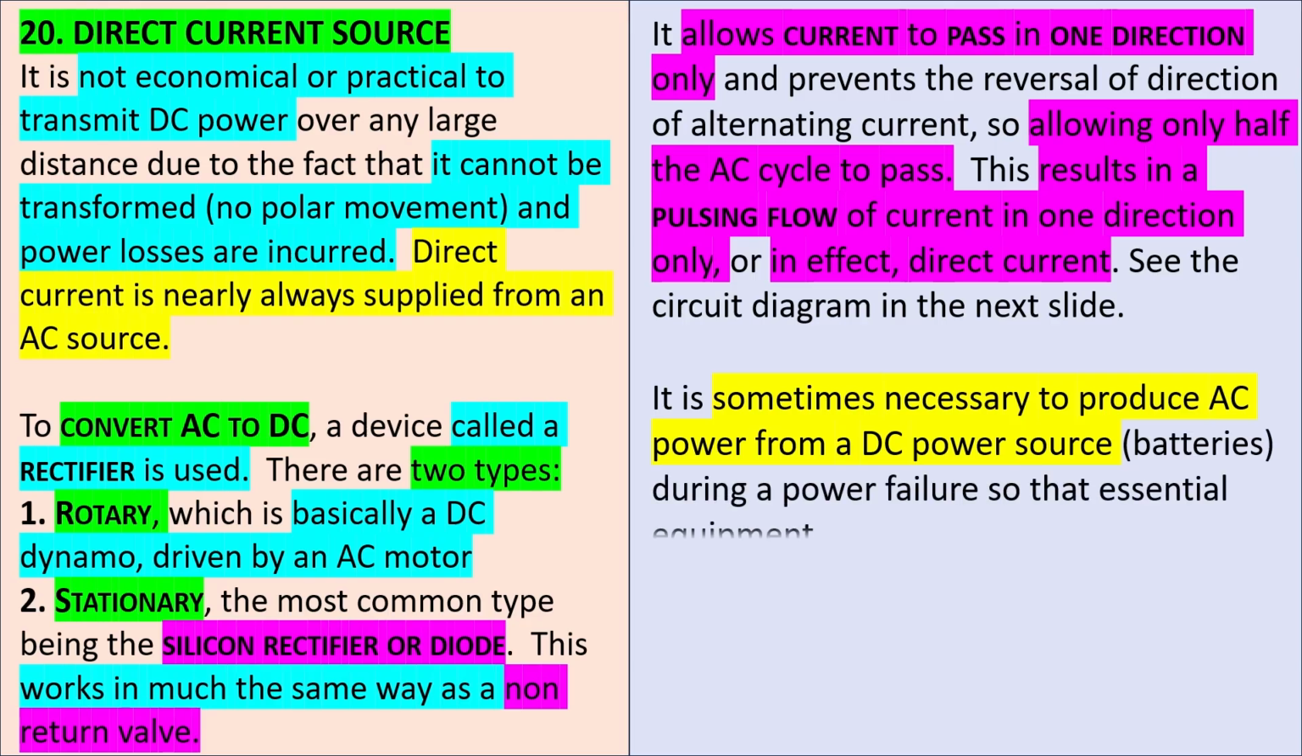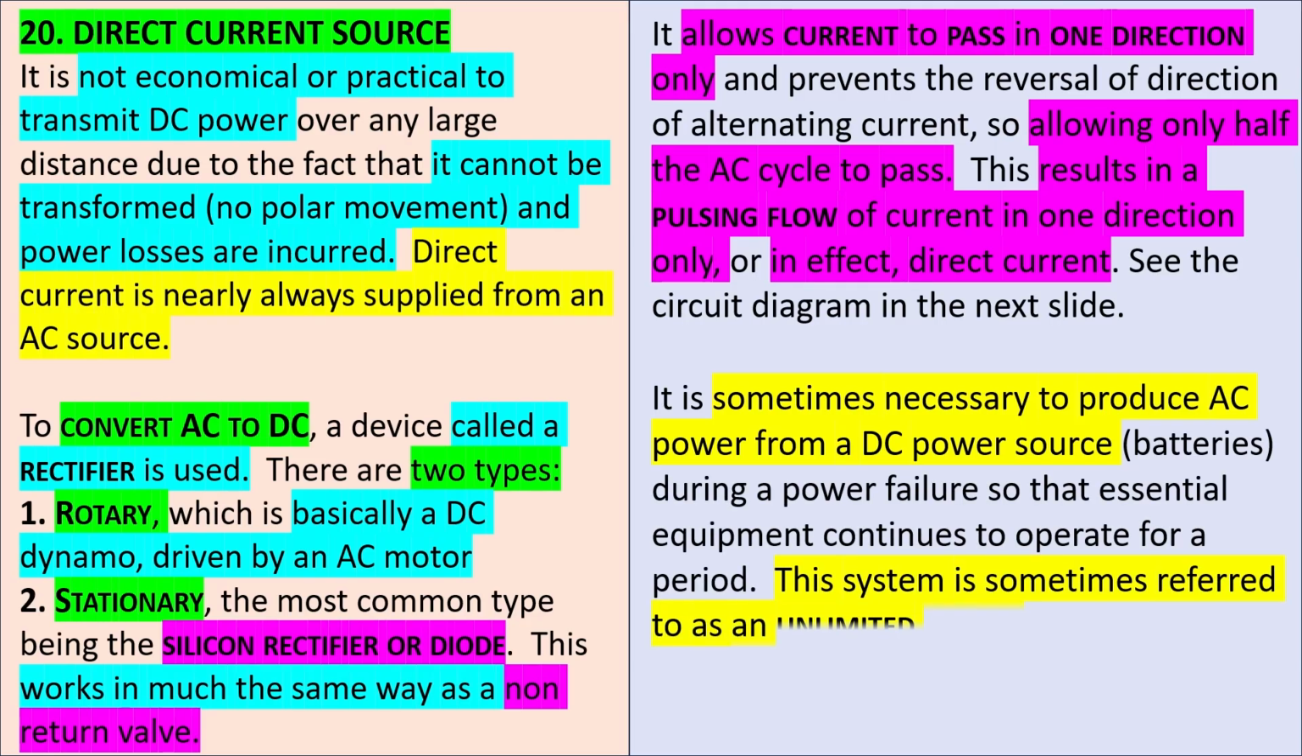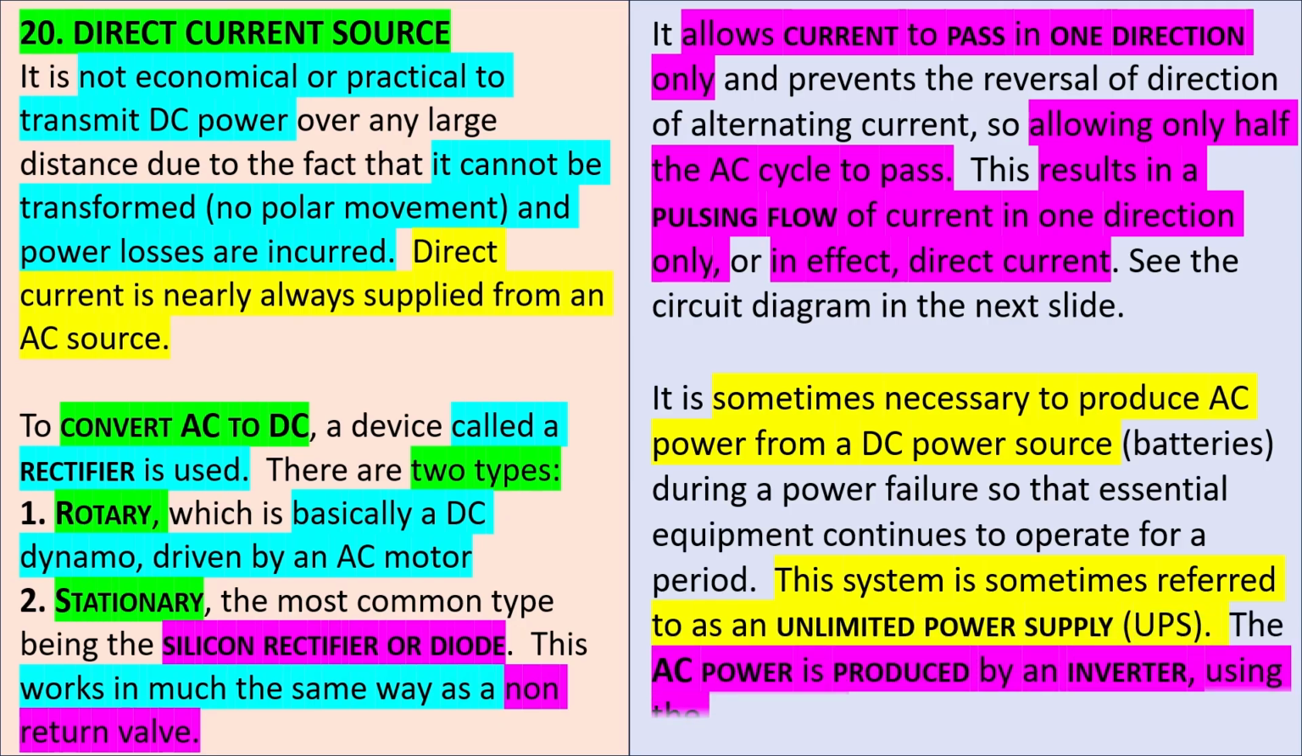It is sometimes necessary to produce AC power from a DC power source like batteries during a power failure so that the essential equipment continues to operate for a period. This system is sometimes referred to as an uninterruptible power supply, UPS. The AC power is produced by an inverter using the batteries as a source of power.